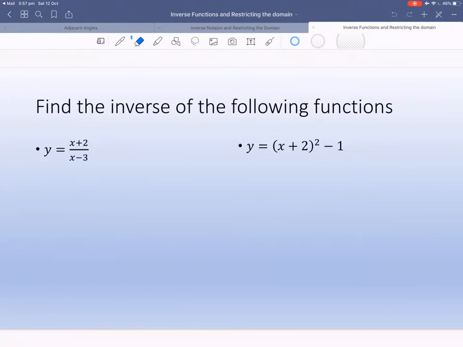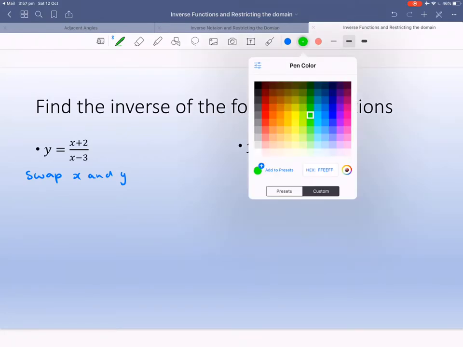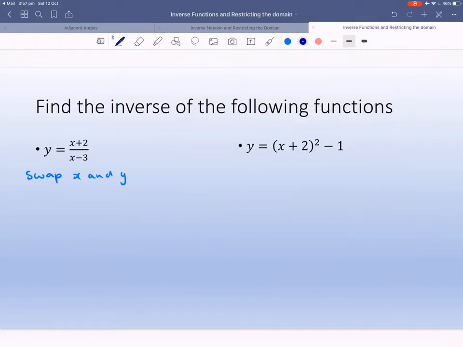It goes, find the inverse of the following functions. I don't know if you remember this, but we need to find the inverse, we need to swap x and y. So we write swap x and y. Okay. So when we do that, we can start. So we go x equals y plus 2 over y minus 3.